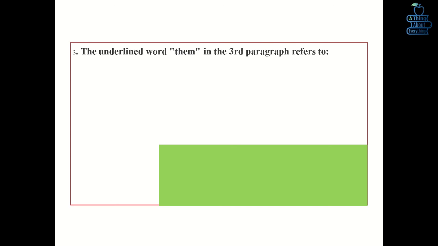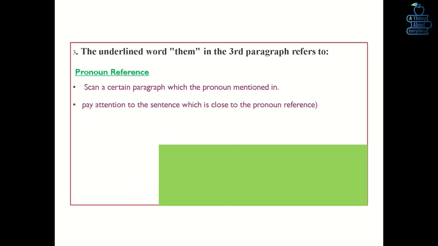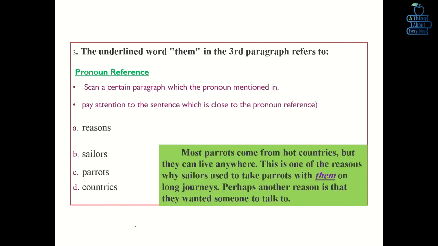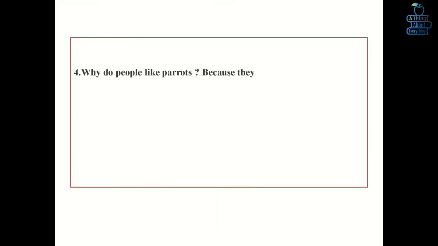The underlined word them, this is the reference question. You have to scan the certain paragraph and you pay attention to the sentence which is close to the pronoun reference. So, is it referred to regions, sailors, parrots, or countries? You have to read before the pronoun so that you find out that it is referred to sailors. You can't find it here even in the text. Okay? It comes before the text.